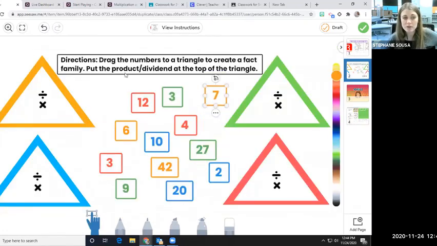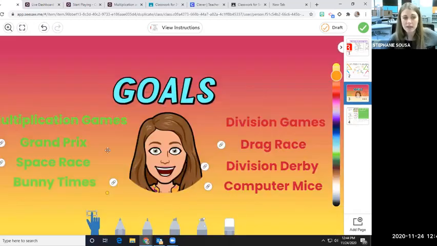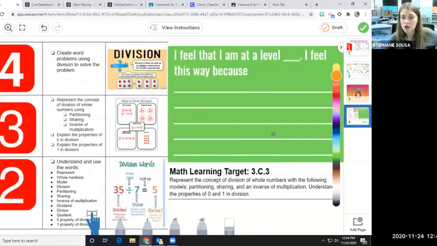Arrange these numbers into fact families that multiply to equal a product or divide to equal a quotient. Play some games for practice, and when you feel you have practiced enough, reflect on your level of success with multiplication and division solving today. All right.